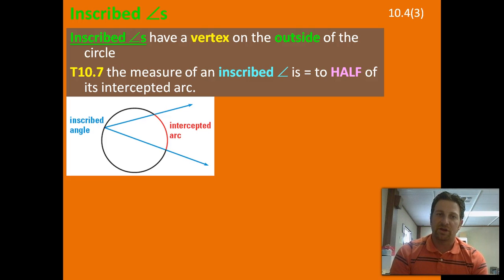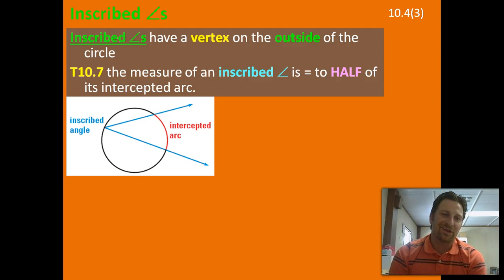Now, with inscribed angles, guys, inscribed angles are a little bit different. Inscribed angles, the vertex starts on the edge of the circle and then goes across the circle to intercept an arc. So if you look at the picture below, you see that the vertex is on the edge of the circle there on the left, and then as it goes across, it intercepts that arc in red on the right side of that circle. Okay, so this is a little bit different.